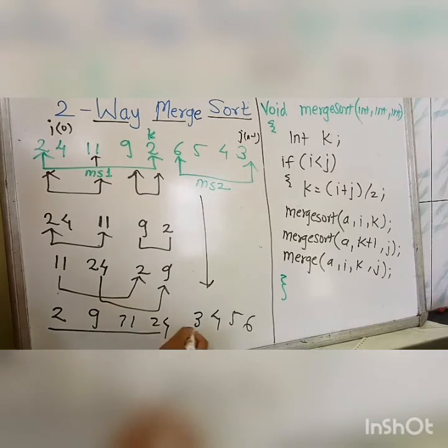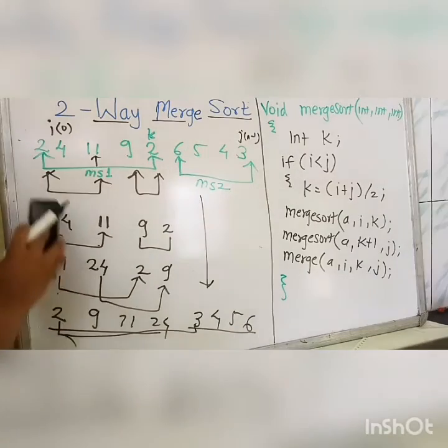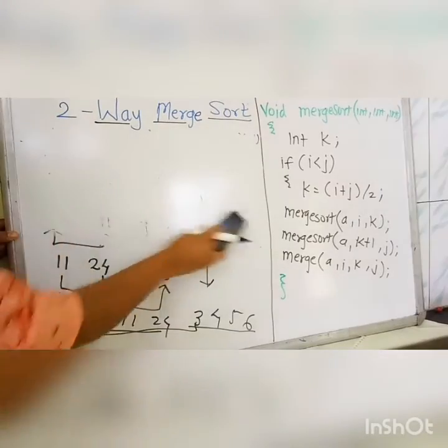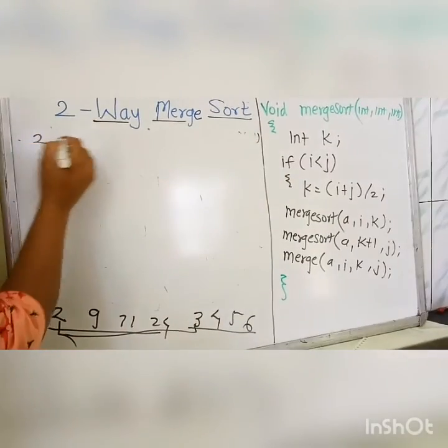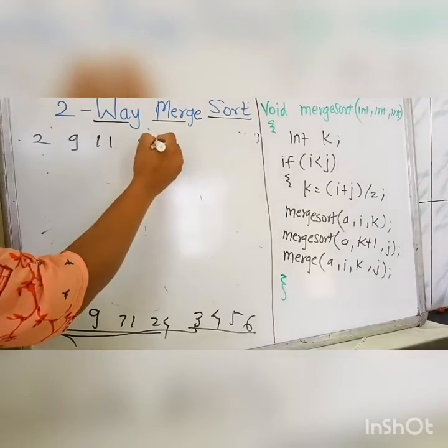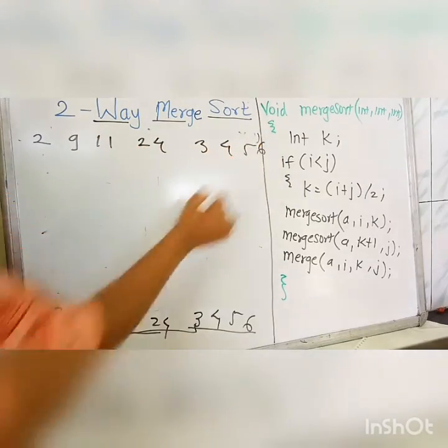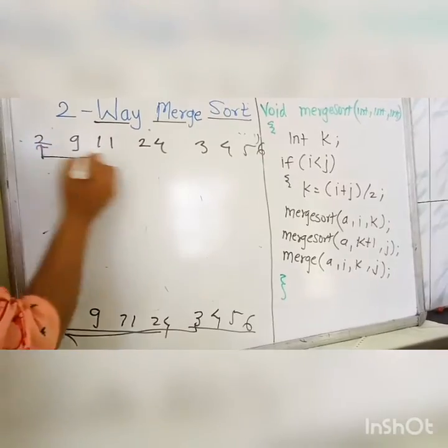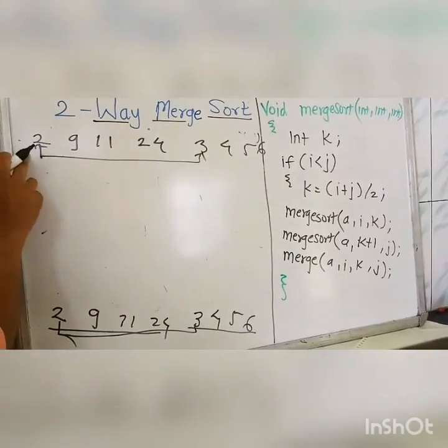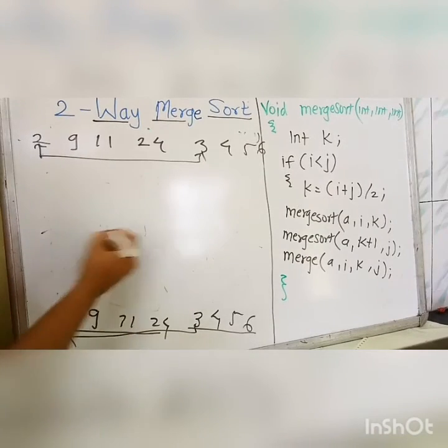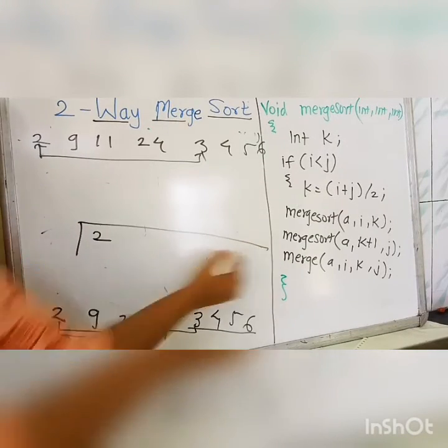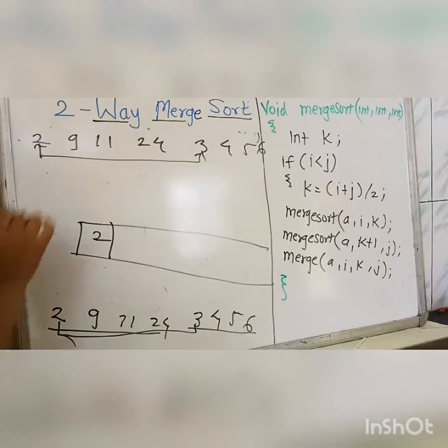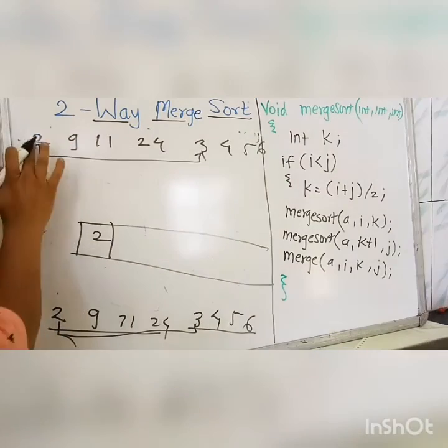It will merge these two separate arrays into one by applying the procedure like this. First of all, it will compare 2 with 3. We will take it separately: 2, 9, 11, 24 and 3, 4, 5, 6. Now it will compare this first element to this first element. As 2 is less than 3, the third array, that is the sorted array, will contain 2 as the first element.